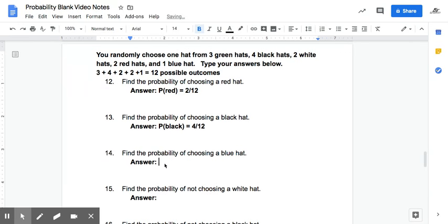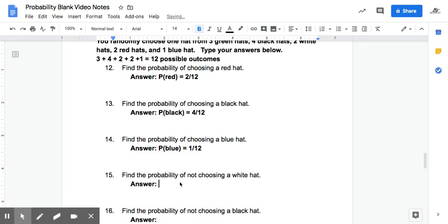Number 14, find the probability of choosing a blue hat. Okay, well, how many blue hats are there? There's only 1. So I only have 1 chance to pull out a blue hat out of 12 possible outcomes.